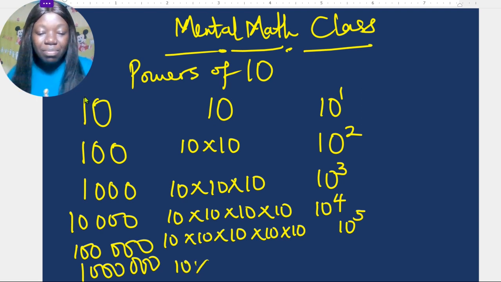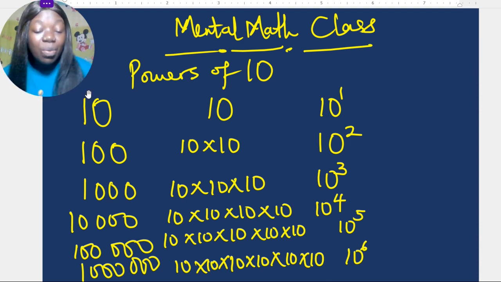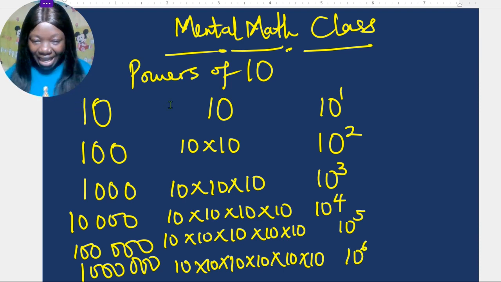And the same thing goes for 1 million, which means 10 is multiplying by itself 6 times, so that will be 10 raised to power 6. So in essence, this is what we call powers of 10. I hope you understand that. So now let's move on to multiplying by powers of 10.